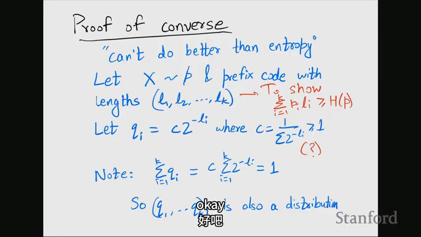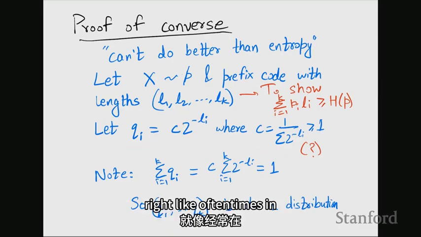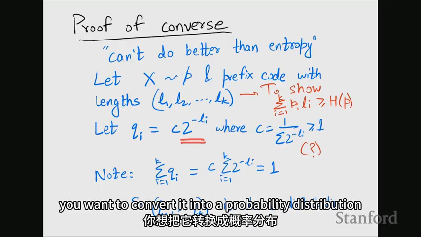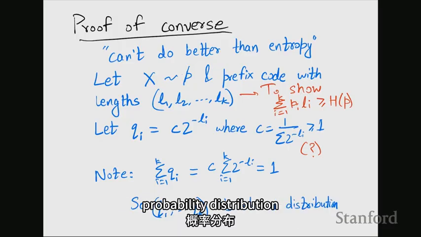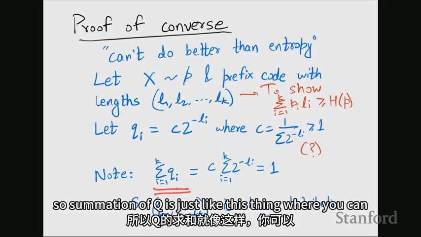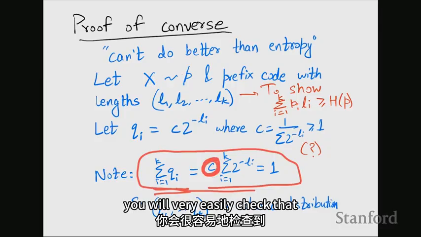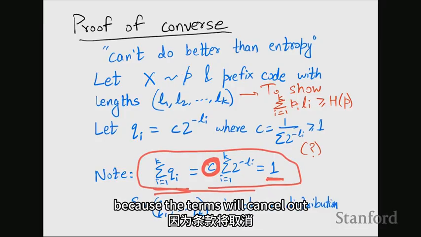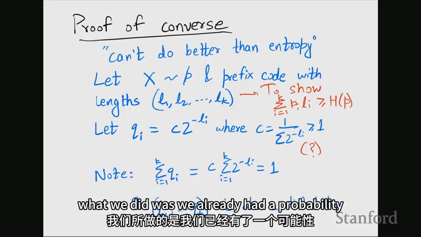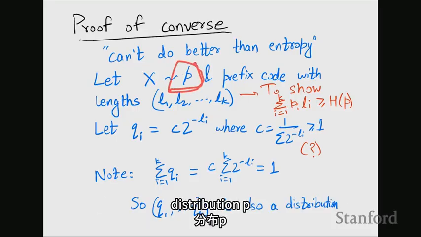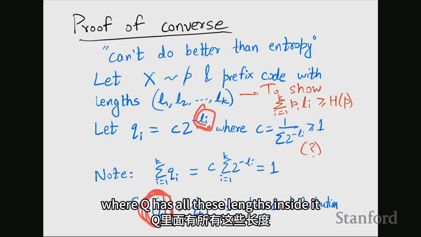Good. Okay. And then we do a quick check. The C is a normalization factor. Oftentimes you have something and then you want to convert it into a probability distribution. So you divide it by the sum so that it becomes a probability distribution. So that's what we did here. So the summation of Q, after you substitute the value of C, you will very easily check that the sum is actually 1 because the terms will cancel out. Okay. So with all this, we already had a probability distribution P, and now we created a new probability distribution Q, where Q has all these lengths inside it.